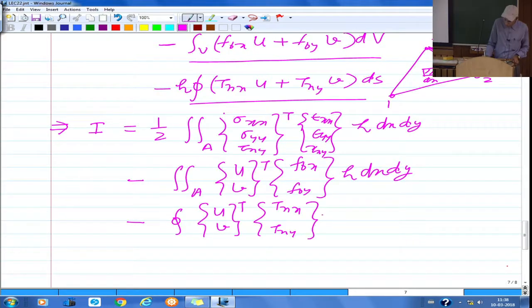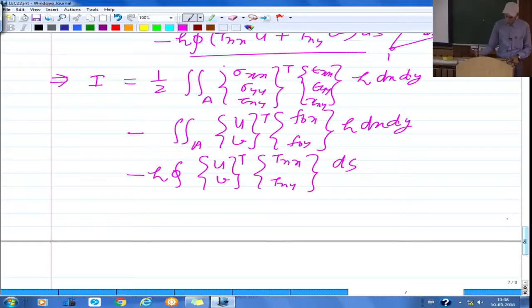Similarly, this term also you can write in the same form, u v transpose into tnx tny, and then of course ds. So h I have written here, so wherever you want to write h, you can write h ds. You get the same thing, whatever we have written here. Now when you open this and multiply the vectors, you are going to get the same quantities.